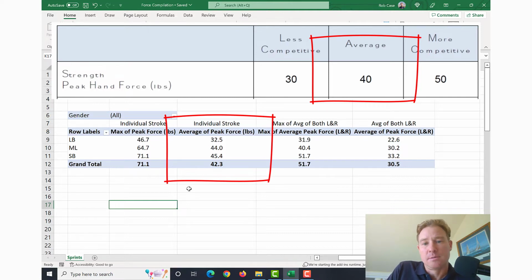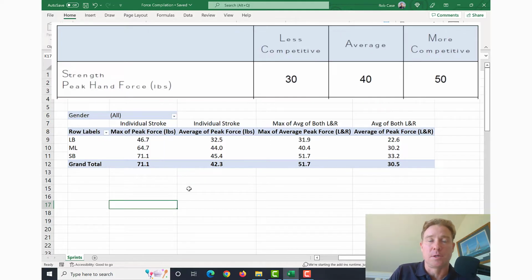I also collected peak force data on individual strokes, but also what is the average between the left and the right. So the 71 pounds and the 42 pounds, that could be someone's left arm or right arm. It's just a single stroke. So the max of the average of both the left and the right was more in the 51.7 pounds of force, and the average of both the left and the right was down in the 30s.